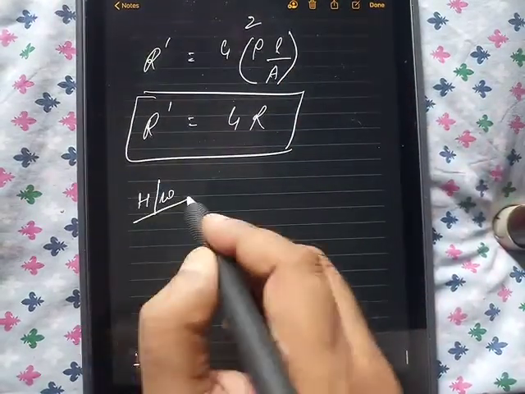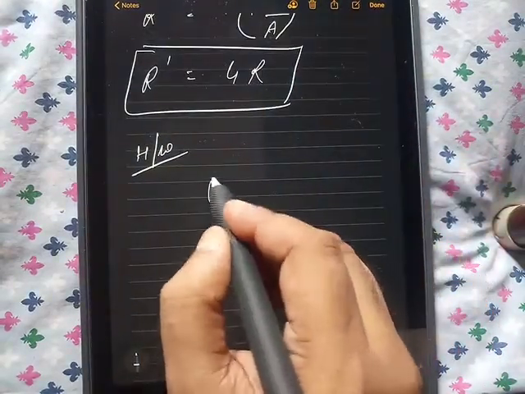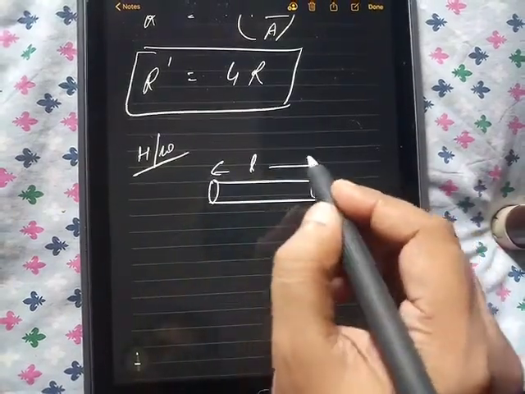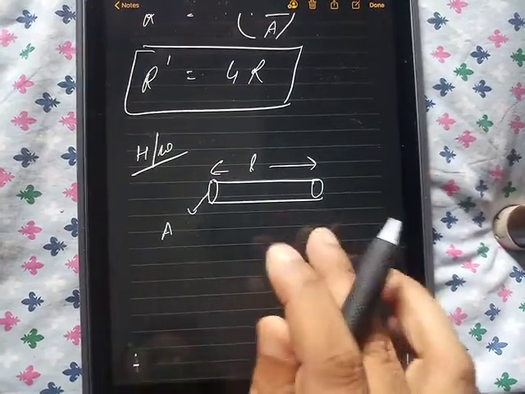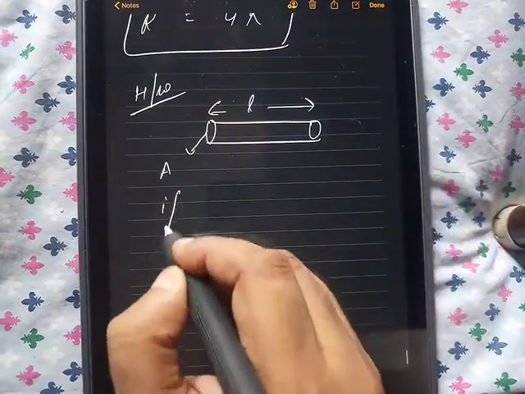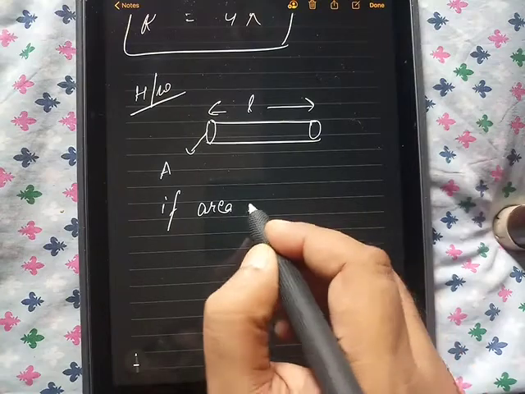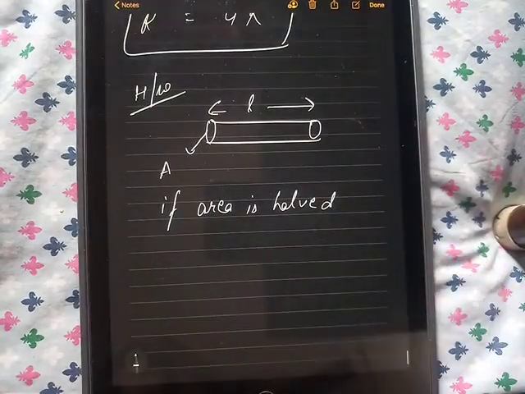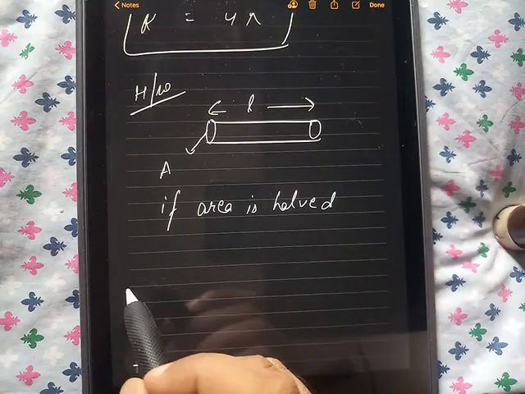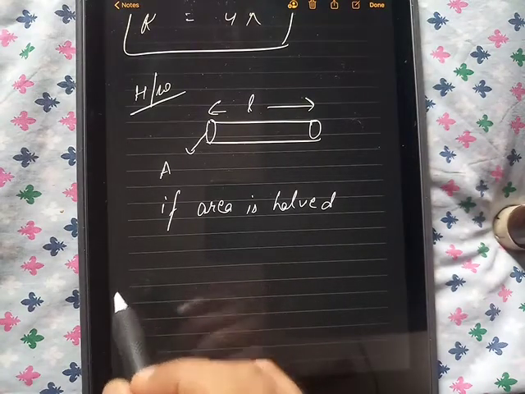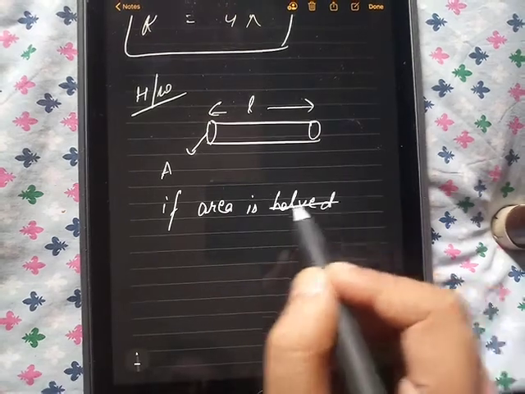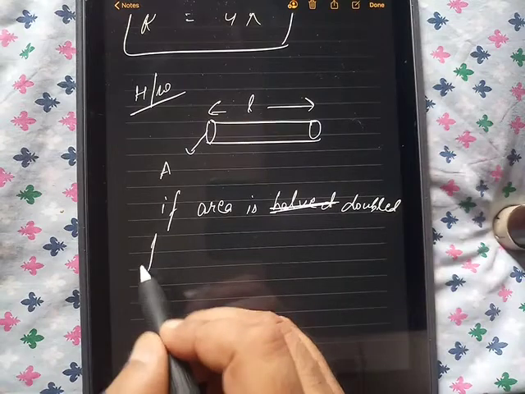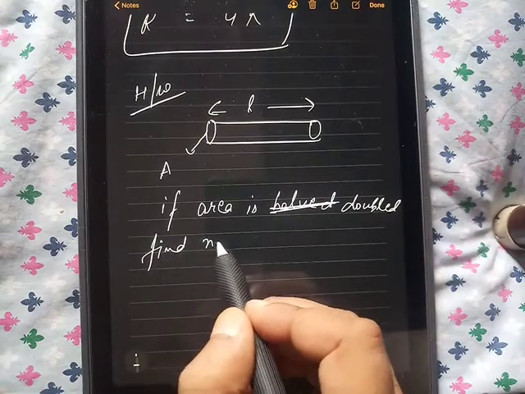Now take the homework. In the same conductor of length L and area of cross section A, if the area is halved, and if the area is doubled, find the new resistance.